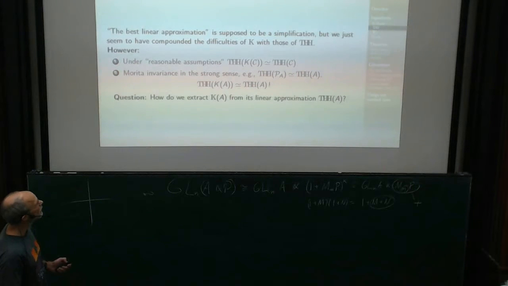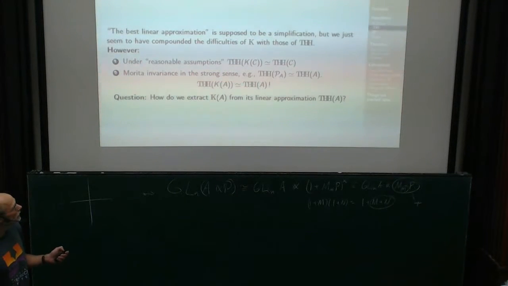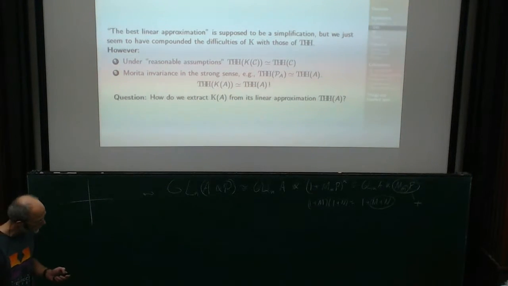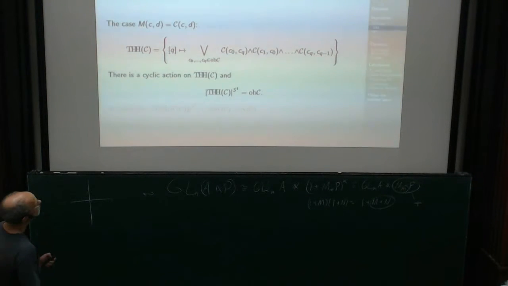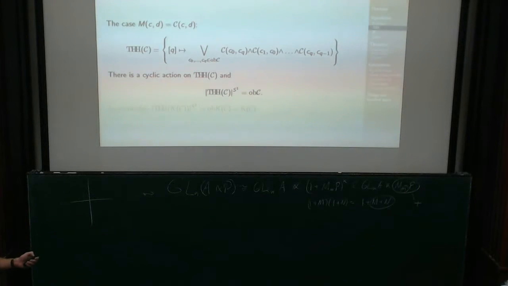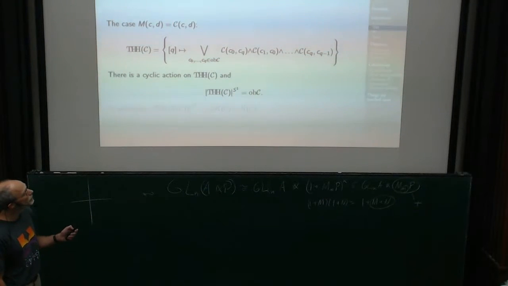But of course, the differential is just an approximation. So the question now is, how can I reconstruct K-theory of A from this supposedly simpler thing? And there is one answer to that that is slightly cheating. And that's the following. So we are interested in the case where the bimodule is actually C itself. Then THH looks like this. And there's a cyclic action here. I can just permute or rotate around here.